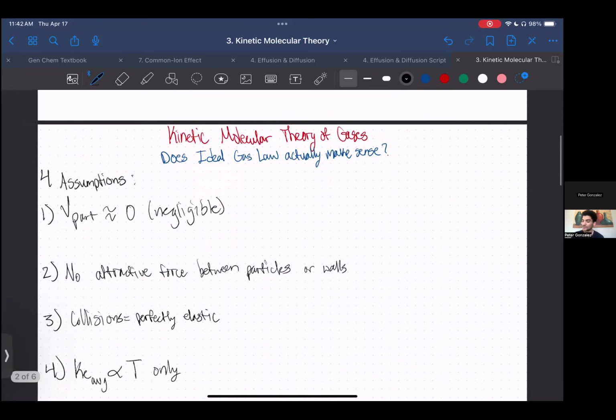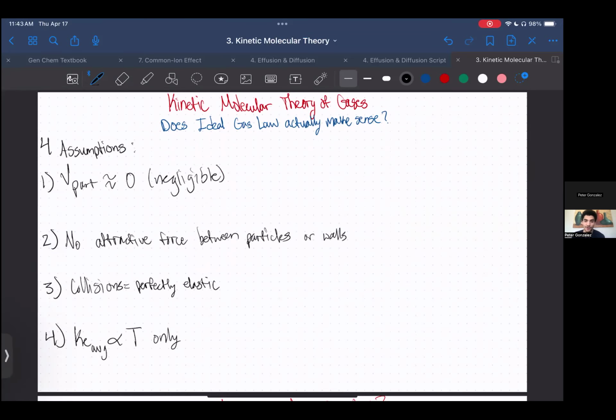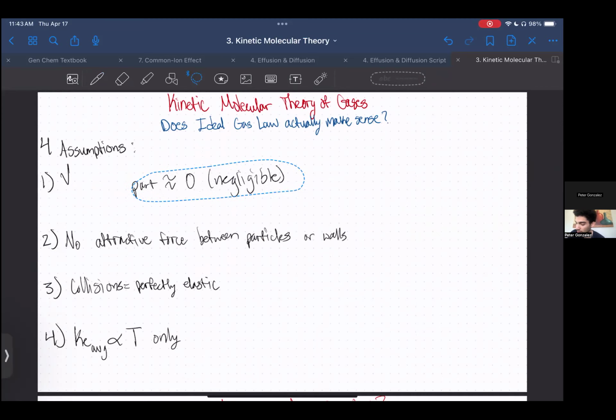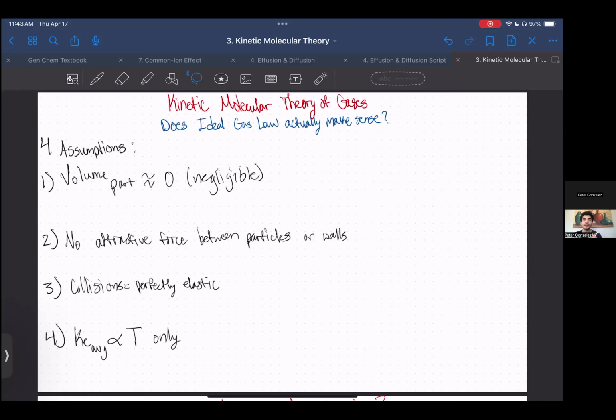To start talking about those, there are really four assumptions, and I wrote them all out here. They are all seemingly simple, but they have some complexity to them, and there are reasons why these all have to be true that I'll talk about on the next slide. The first assumption is that the volume of the particles themselves has to be about zero, or negligible. What that means is that in the container, the particles basically don't exist, but they exert their force and their pressure on the container.